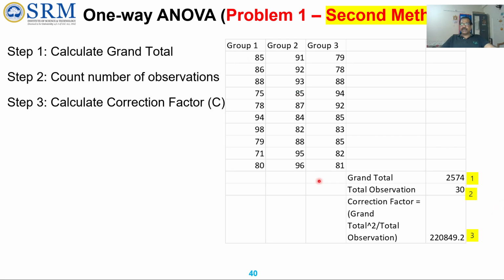So we take the number of observations and calculate the correction factor. The new term we are introducing here in the second method for solving one-way ANOVA is the correction factor. Why am I introducing the correction factor here? It will be useful for your two-way ANOVA problem solving.